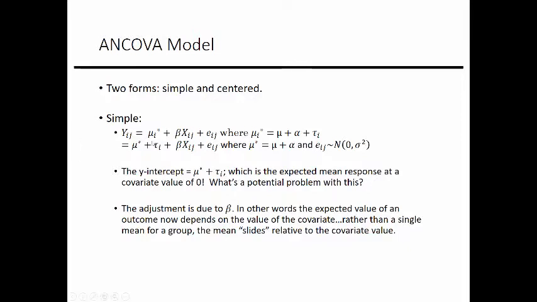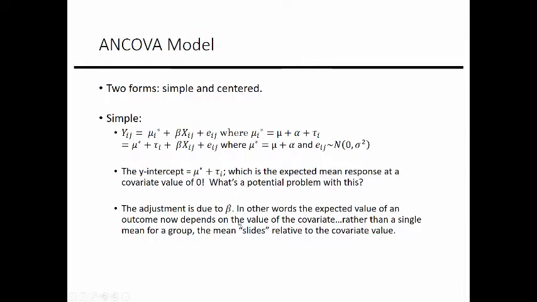So what does this tell me? Well, the y-intercept mu star plus tau I, which would be the expected mean response at a covariate value of 0, has potential problems in that a lot of times what we are looking at in our types of studies in healthcare and in other public health and things like that, we do not see actual covariate values of 0. So if I think about age, I rarely see a value of 0 because almost all of our studies are done on adults, that kind of thing. So we've got some problems there. The y-intercept may or may not mean anything, just the same issue we had with regression.